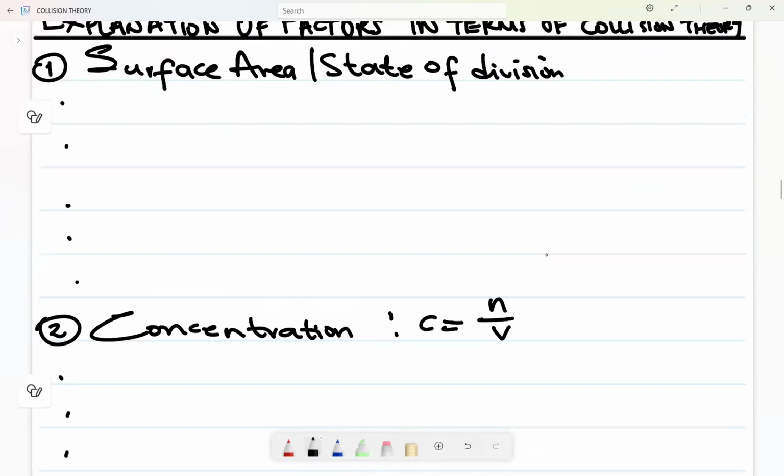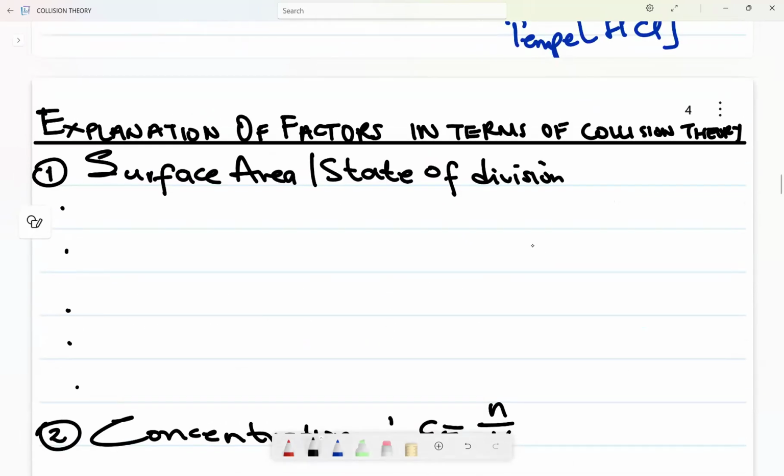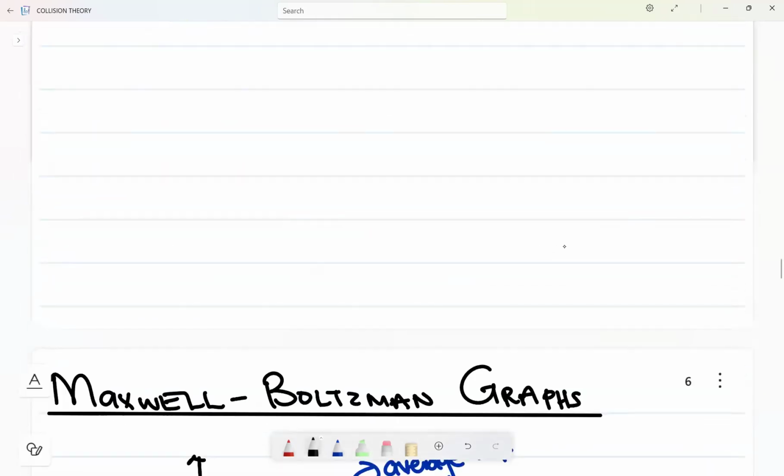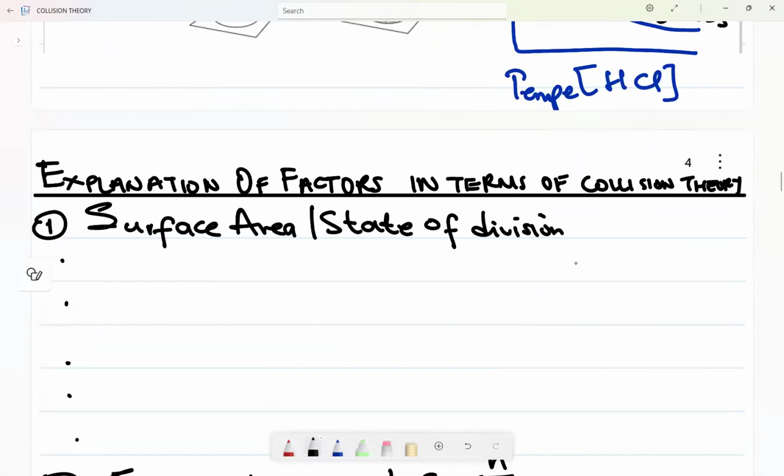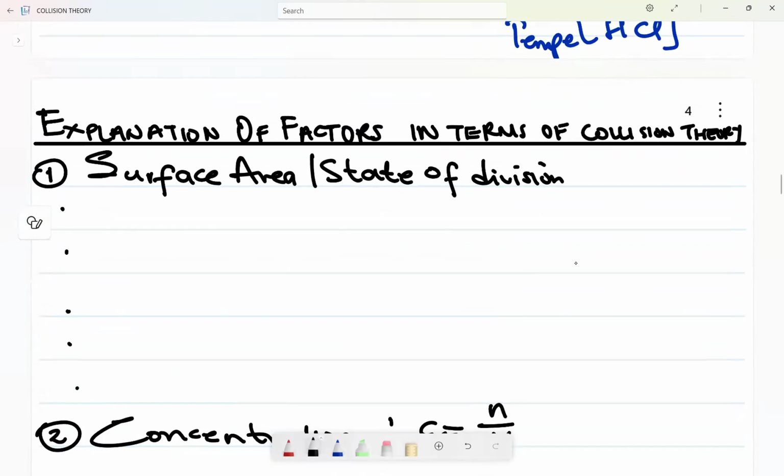Now, you're going to come to explanation of factors in terms of collision theory. This one, they will definitely ask you. Okay? So now let's start. If we talk about the surface area, how is it going to affect the rate?